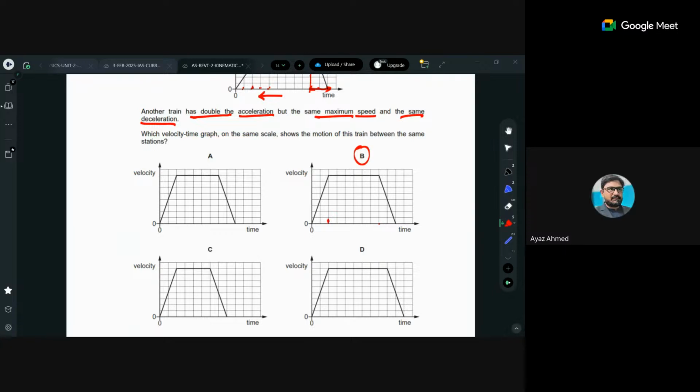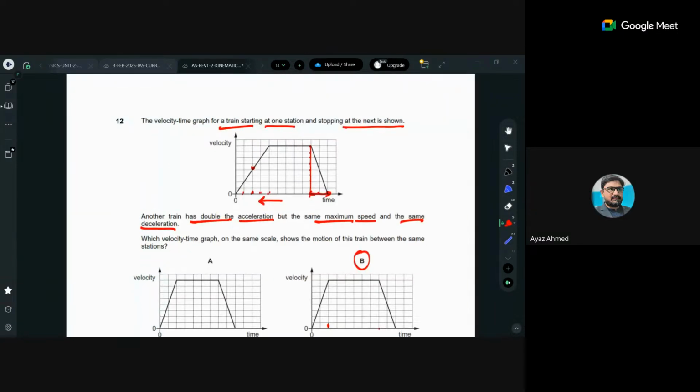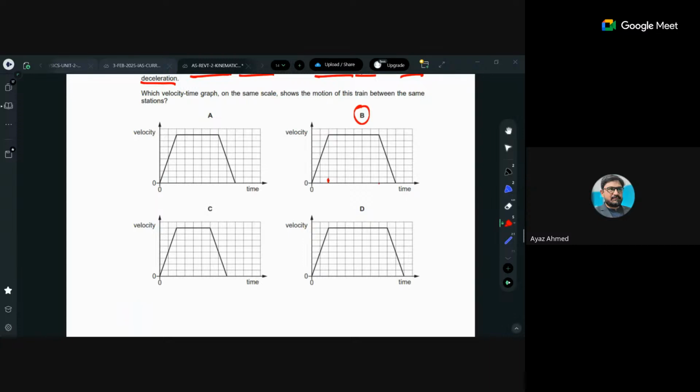Yes, it is. Wait, there is one more thing. The distance between the stations will not be changed. So when the distance between the stations will not be changed, you have to take care of the area, because A and D both have the same behavior. Look, in B and D, the acceleration is double. Top speed is the same and deceleration is also the same. Deceleration of 2 is equal to deceleration of 1.